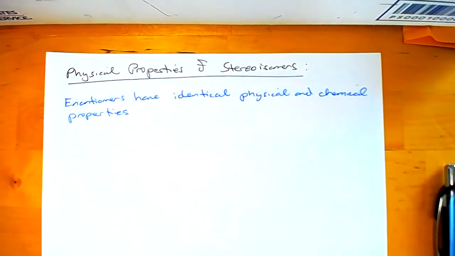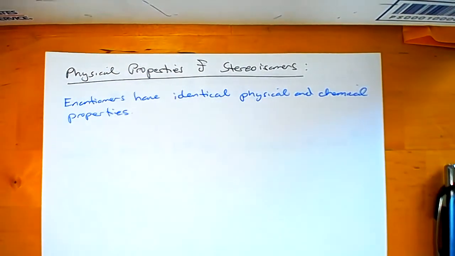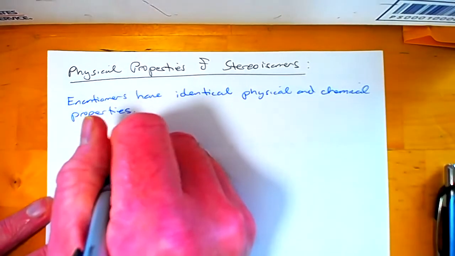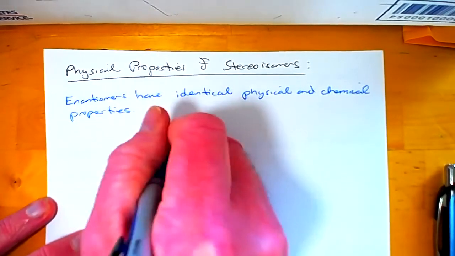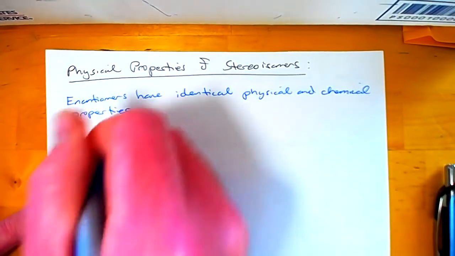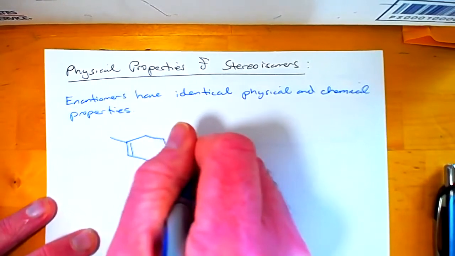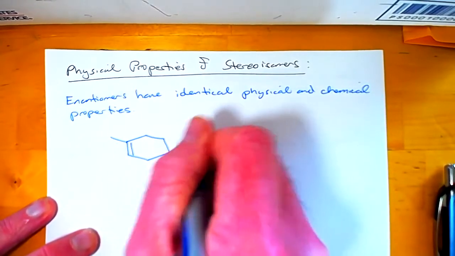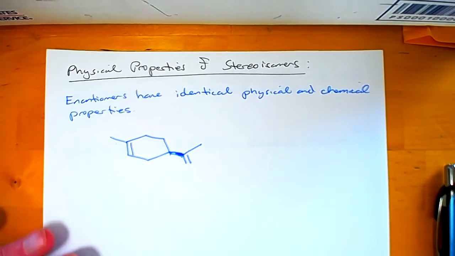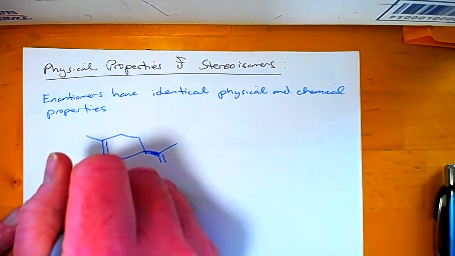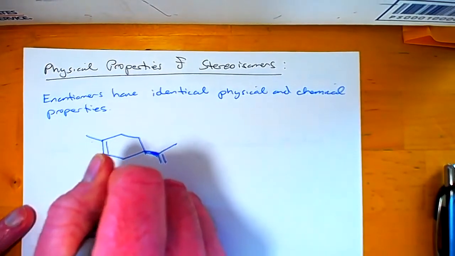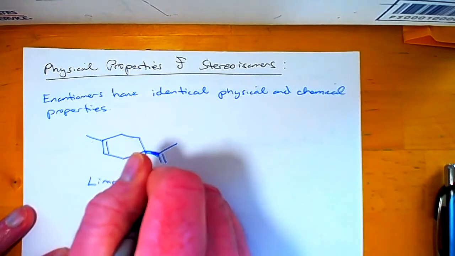Enantiomers have identical physical and chemical properties. So, for instance, if you look at this compound, this is a natural product. This is known as limonene.